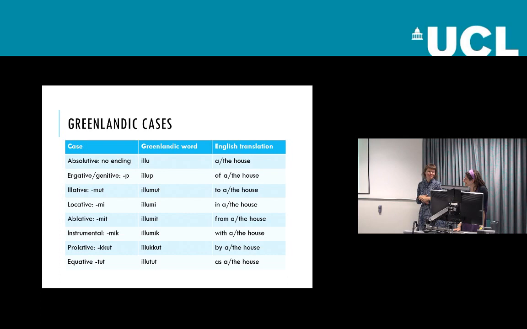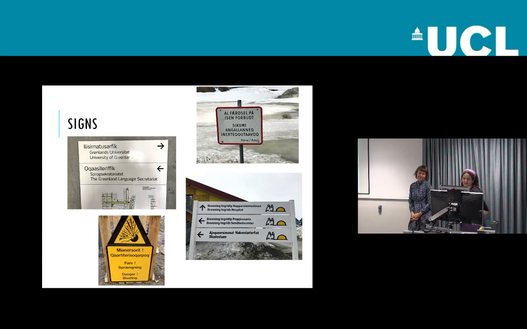Okay. So we promised that we would show you some signs so you can see what Greenlandic looks like in action. And so these are all signs that were taken in Nuuk. And so you can see how you've got the bilingual, you always have at least Danish and Greenlandic. So in the one on the top right, you've got the Danish on the top and then the Greenlandic underneath.